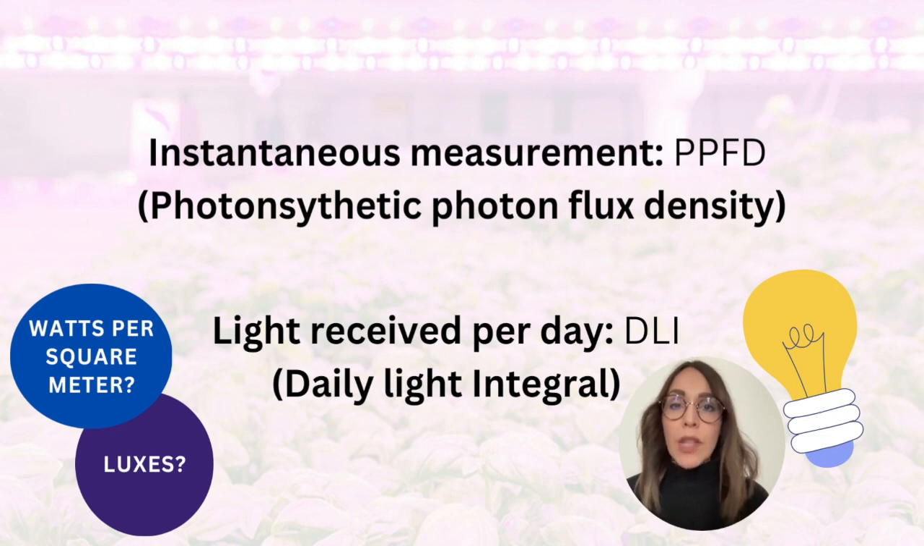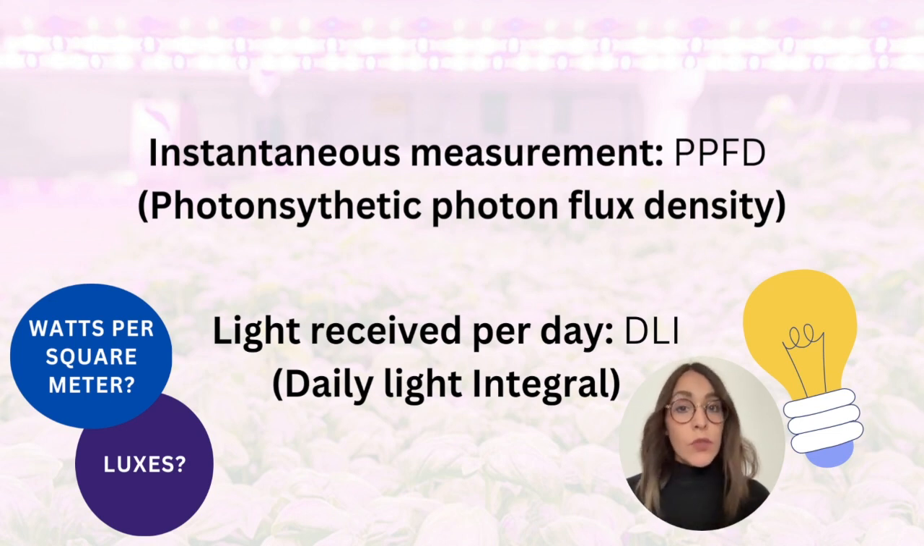How do we measure light? When we work in indoor facilities or greenhouses, we have different ways to measure light. We sometimes have sensors that measure in watts per square meter. For example, this is very common in greenhouses when we try to measure radiation. And also in indoor facilities, a lot of growers work with lux.